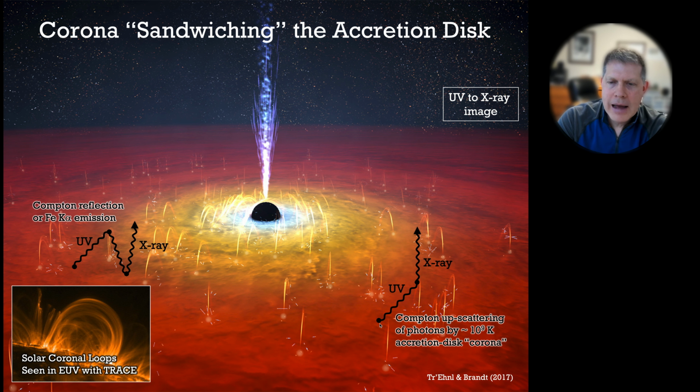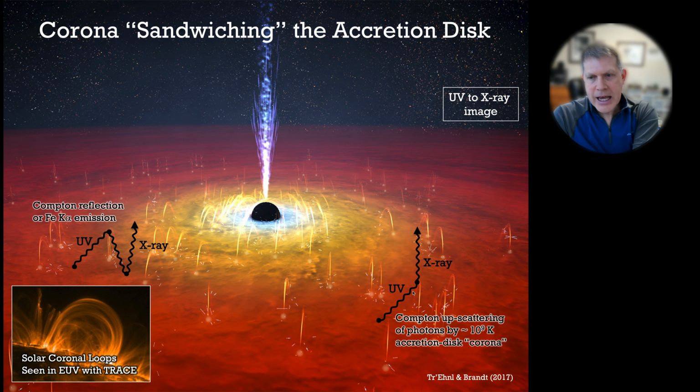Here you have an ultraviolet line photon originating as thermal emission from the disk. It starts to fly up through the corona. It strikes a hot, high-velocity coronal electron, or perhaps positron, and is thereby upscattered to become an X-ray. Okay, so that's how you make X-rays out of ultraviolet light. You Compton upscatter them. And again, that requires a very high-temperature corona of order a billion Kelvin or so.